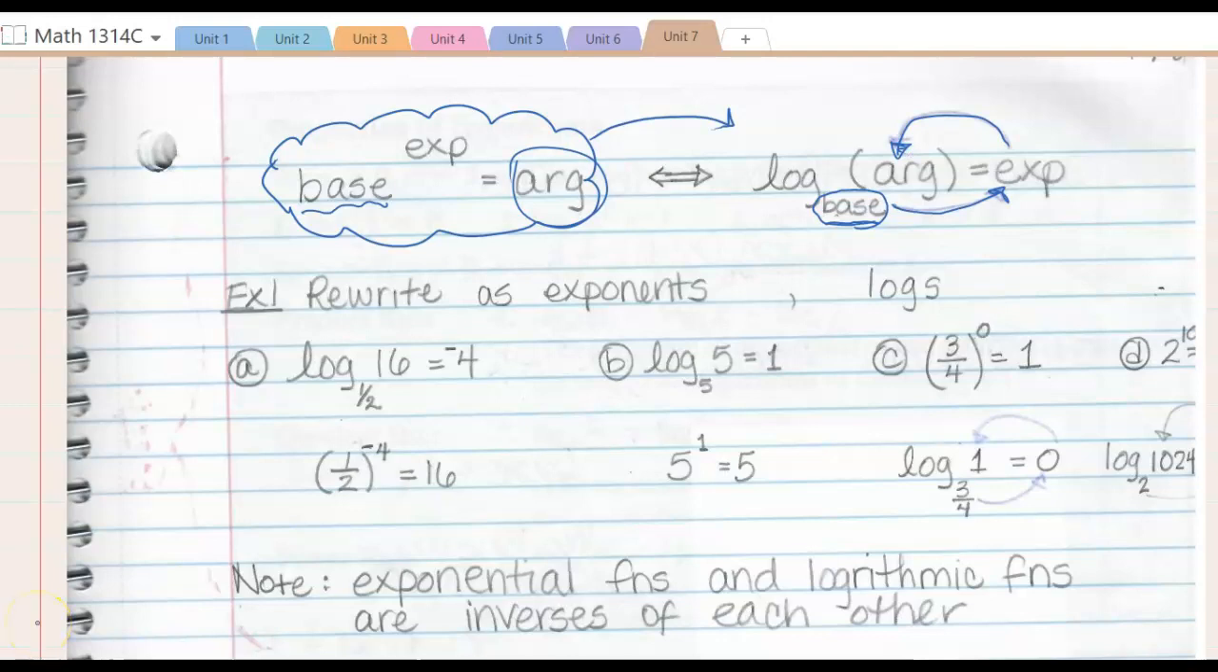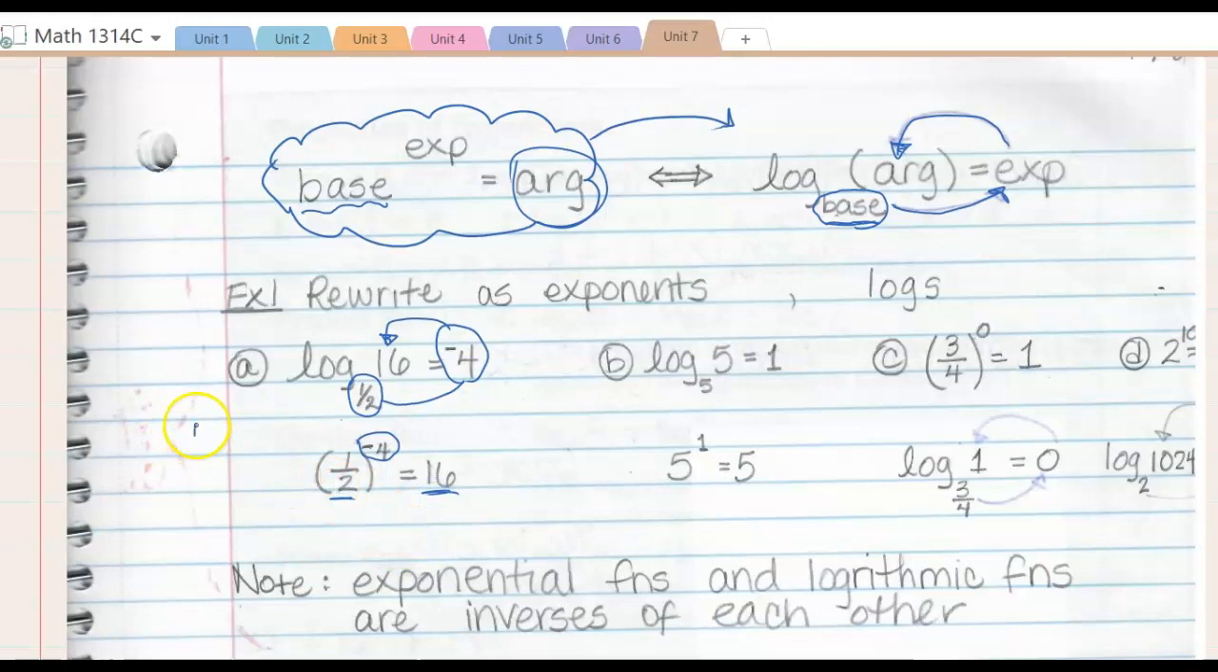Let's go to example number 1 that asks us to rewrite our log problems in terms of exponents. So for example, if we have log of base 1/2 of 16 is equal to -4, remember this is our base. So we're going to have our base to this exponent. That's how we got that -4. It will equal this argument. That's how we get our 16.